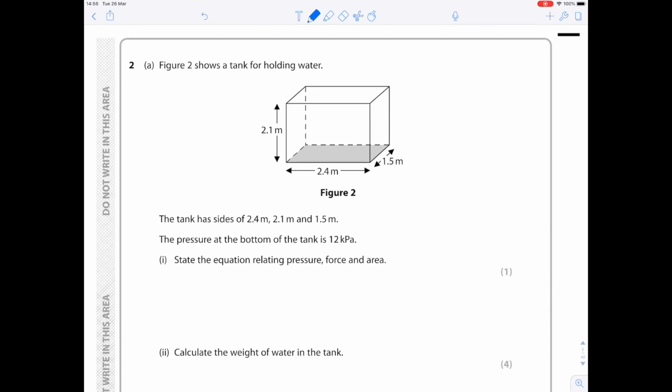Question 2. Figure 2 shows a tank for holding water. The tank has sides of 2.4 meters, 2.1 meters, and 1.5 meters. The pressure at the bottom of the tank is 12 kPa. Be careful with units. The standard SI unit for pressure is pascals, so I'm going to convert that straight away. State the equation relating pressure, force, and area. Here's my formula triangle, which is FAP, and therefore force equals, if we cover the letter after F, you can see it's area times pressure. It doesn't matter what way round you provide that equation, by the way.